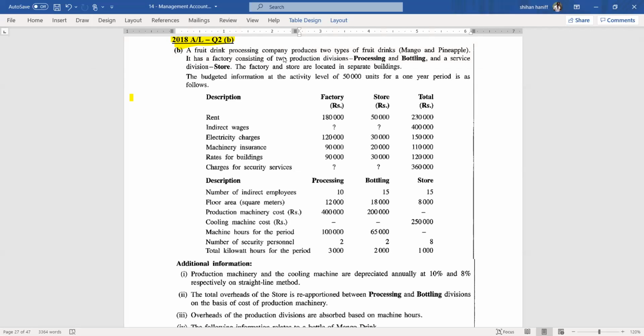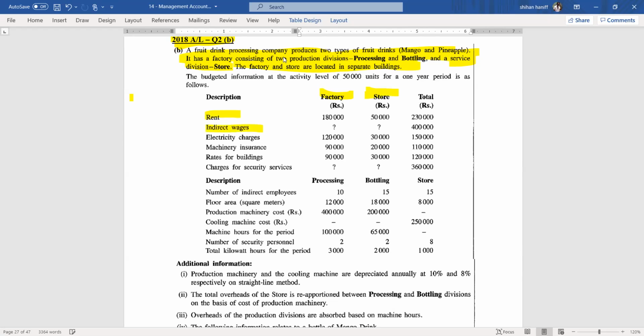A fruit drink processing company produces two types of fruit drinks, mango and pineapple. It has a factory consisting of two production divisions, processing and bottling, and a service division, store. The factory and the store are located in separate buildings. Factory is separate, store is in a separate place. So in the factory, you have processing and bottling divisions.